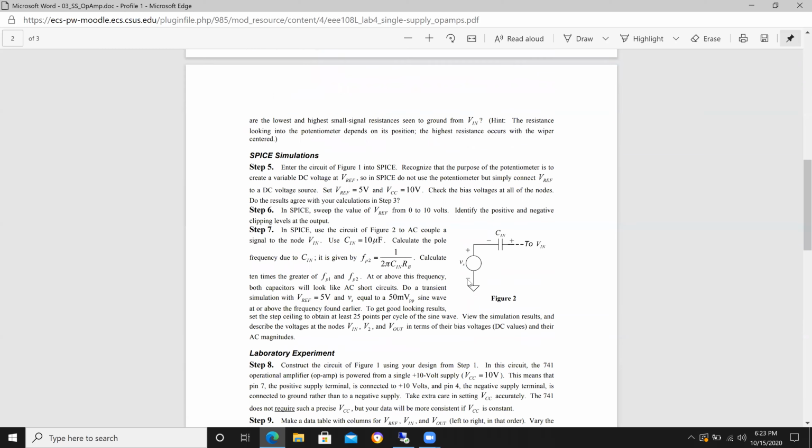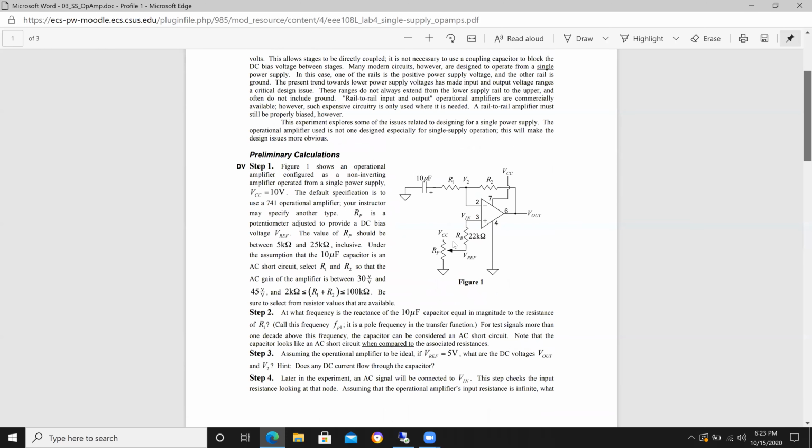So you're going to have your function generator. That's what VS is, and it's going to go through CN. Then that CN on the other side is going to tie into VN right here. Okay. So prior to that, let's talk about a couple of things.